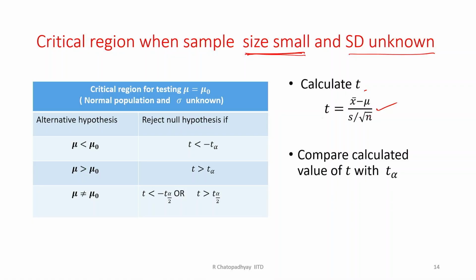So in this case, we'll calculate T, and now for the critical region for all these hypotheses, we will go for the T table. Instead of the Z table, now we'll look at the T table and find out what is T alpha for a given value of alpha. Alpha may be, as I have shown earlier, 0.01 or 0.05. Alpha is the level of significance. That is the area under the curve beyond a given value of T, which is going to be alpha.